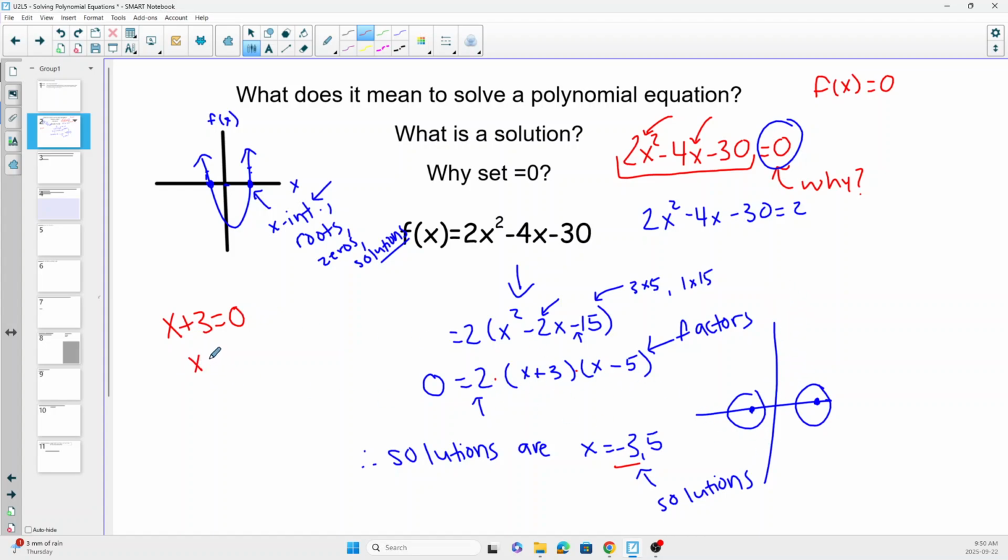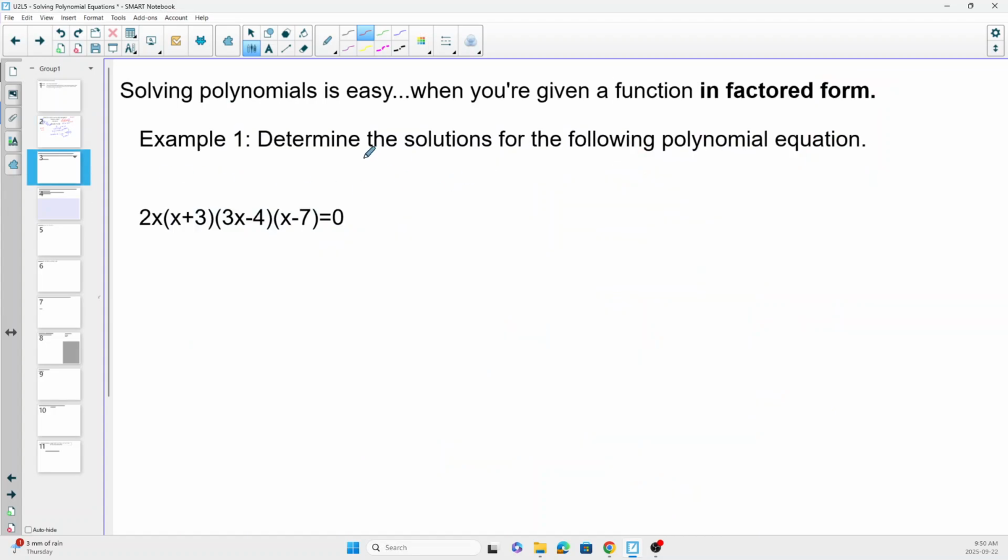And then we rearrange to isolate x. And we do the same thing here. Okay, so just remember, these are factors, these are solutions. Solutions come from setting factors equal to 0. So solving polynomials is easy if you're given it in factored form.